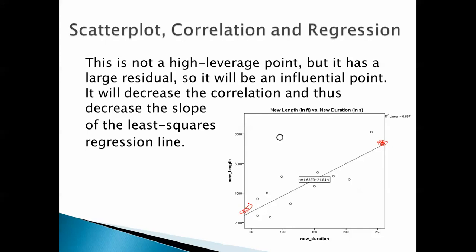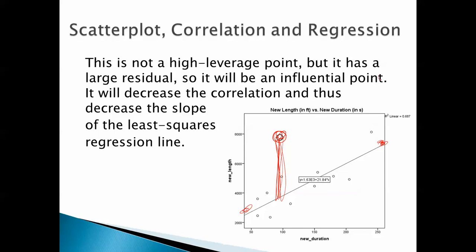We don't have a high leverage point, but we do have a point with a high residual. Look at this, the difference between the actual and the predicted is pretty high. In this case, this point would decrease the correlation, and thus decrease the slope of the least squares regression line. Here's why it would decrease the correlation. When correlation is big, that means that as x increases, y increases. But notice, here we have a low x value and a high y value. That means it's going to decrease the correlation.